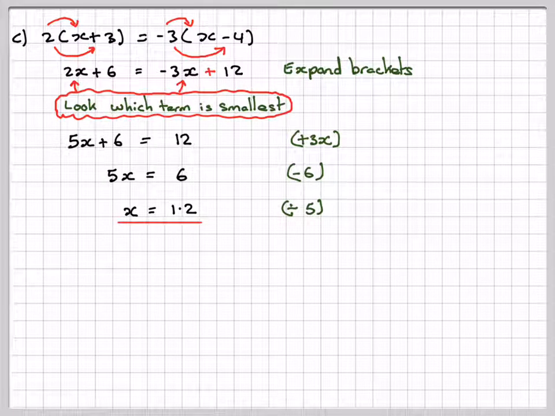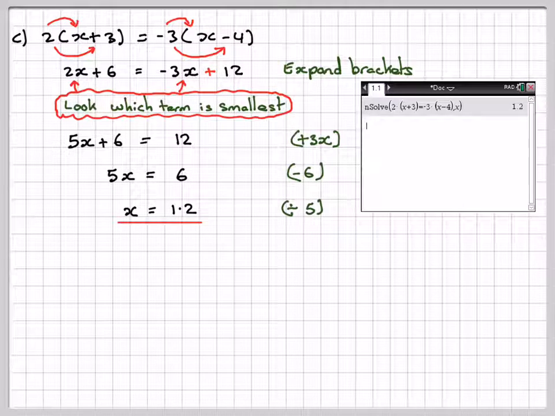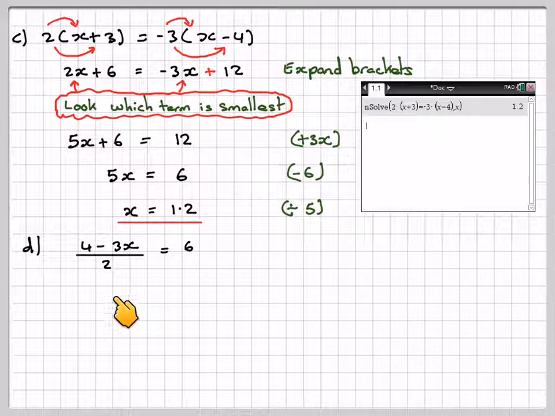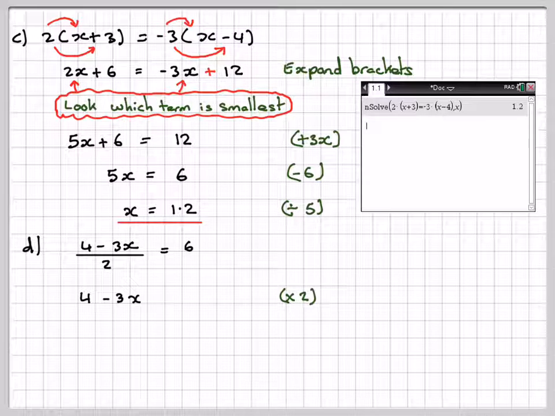We zoom and then we get a screenshot. Last equation, 4 minus 3x over 2 is equal to 6. So the difficult bit is because it's over 2. The opposite of dividing by 2 is to multiply by 2. So we multiply both sides by 2, we get 4 minus 3x on this side is equal to 12.